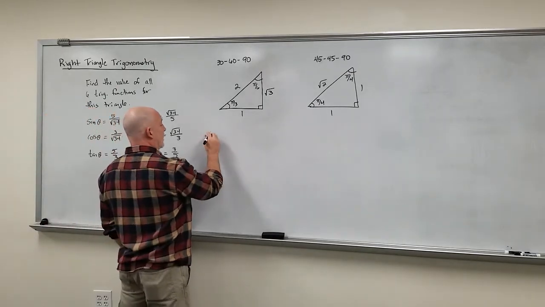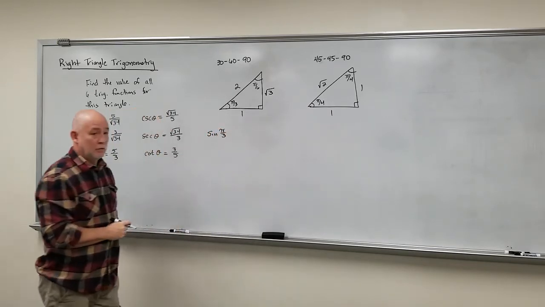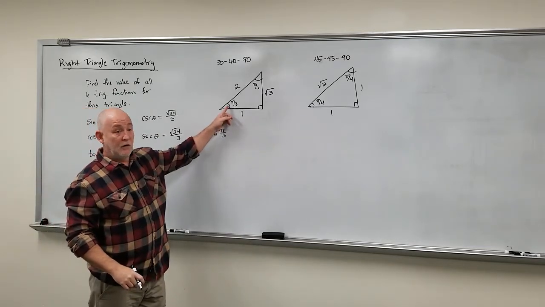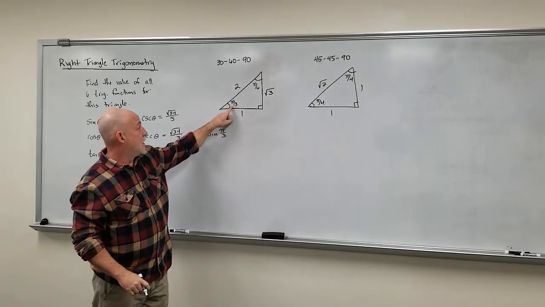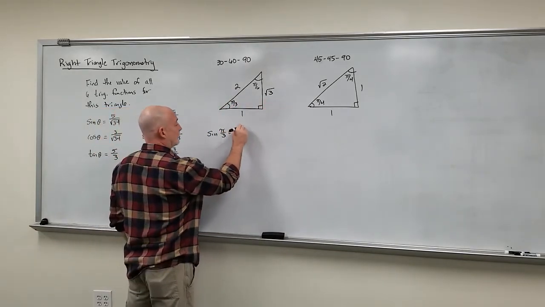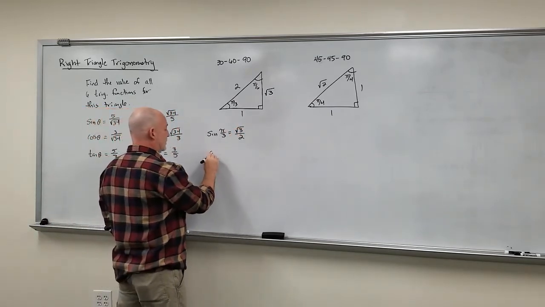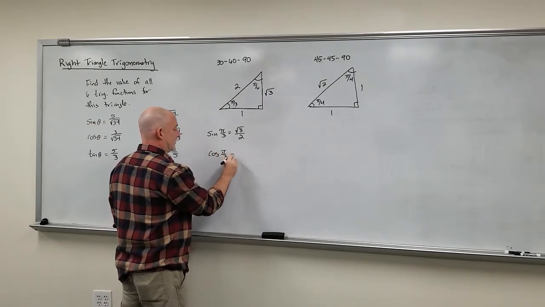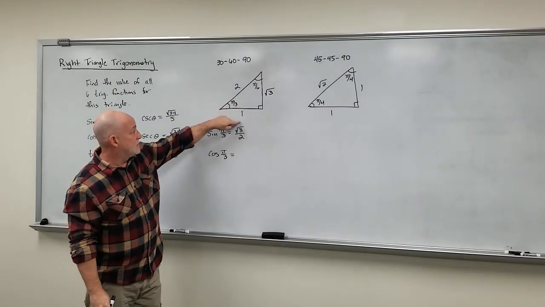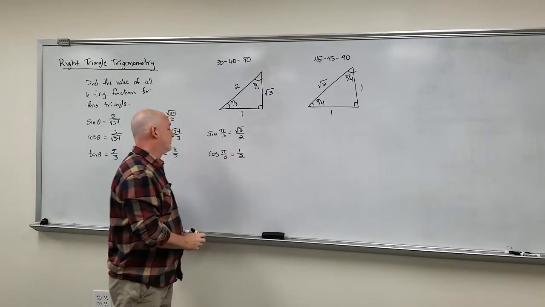So if I said, what is the sine of, say, pi over 3? We're going to do just a couple of each triangle. So the sine, remember, is the opposite over the hypotenuse. So looking at pi over 3, we go to the opposite over the hypotenuse. So that gives me square root of 3 over 2. If I said, what's the cosine of pi over 3? Well, again, here's our pi over 3. Cosine is the adjacent over the hypotenuse. So that would be 1/2.